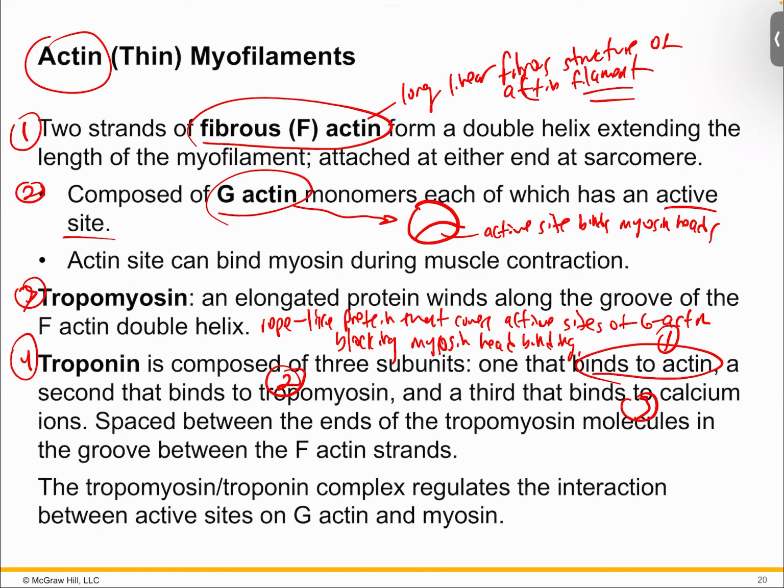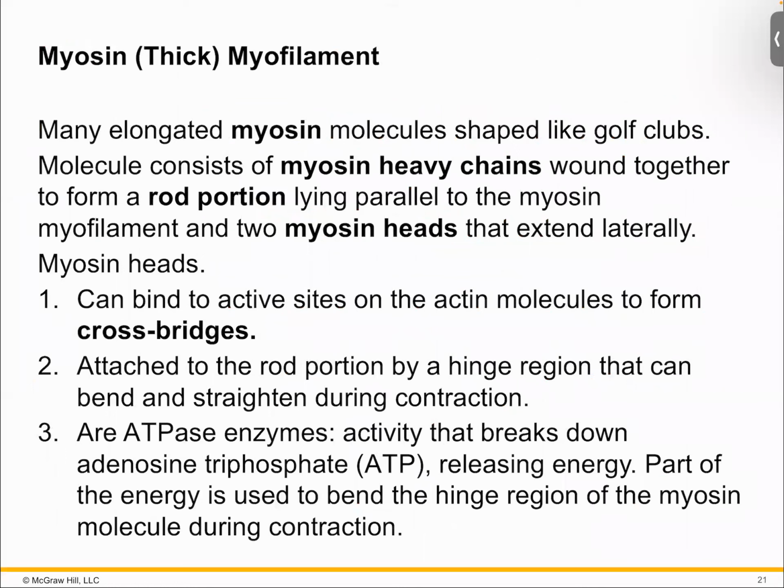The way that you regulate access to your active sites on G-actin is with this troponin-tropomyosin complex. The tropomyosin is there to cover up the access. The troponin is there to give you access to those sites only at certain times, only the times when you need to actually contract. And we'll take a look at an image that should help clarify everything that's involved in that thin filament piece.